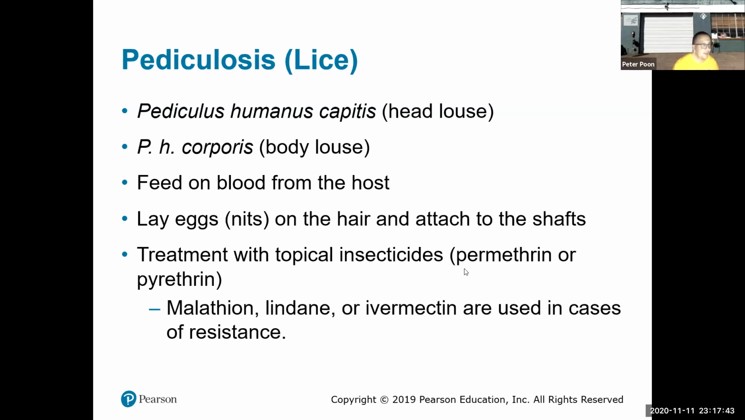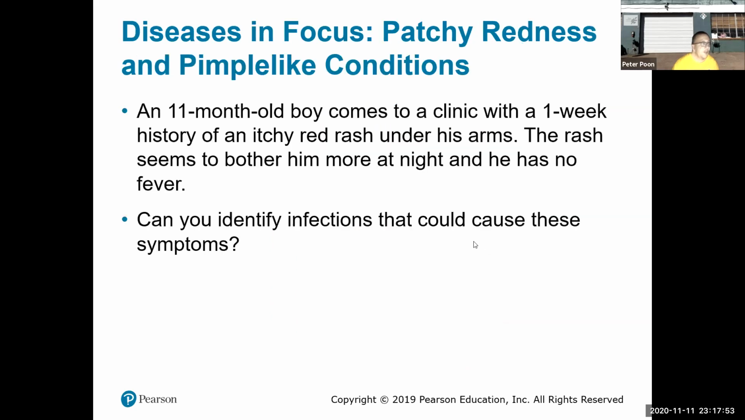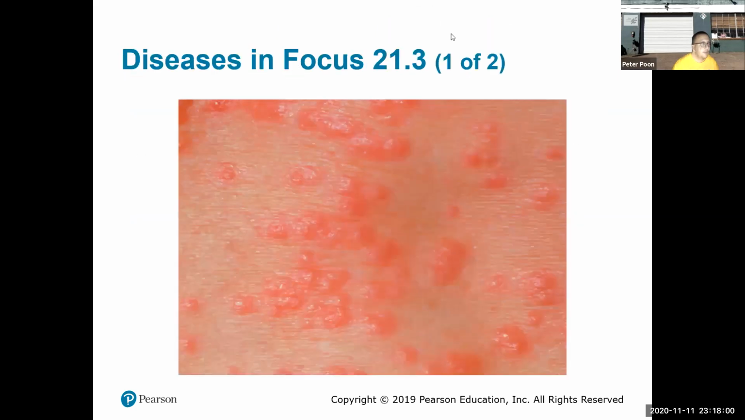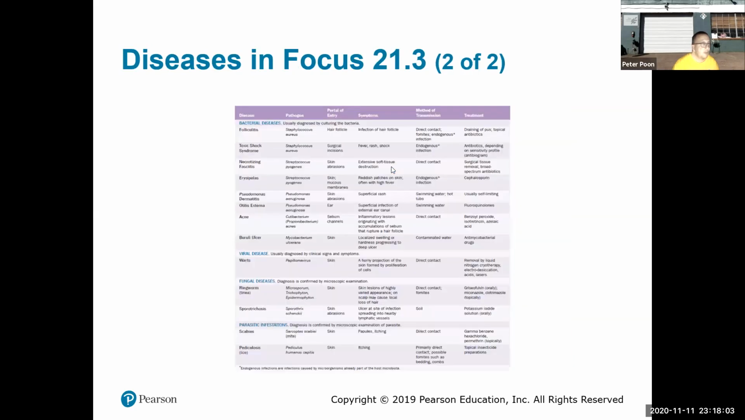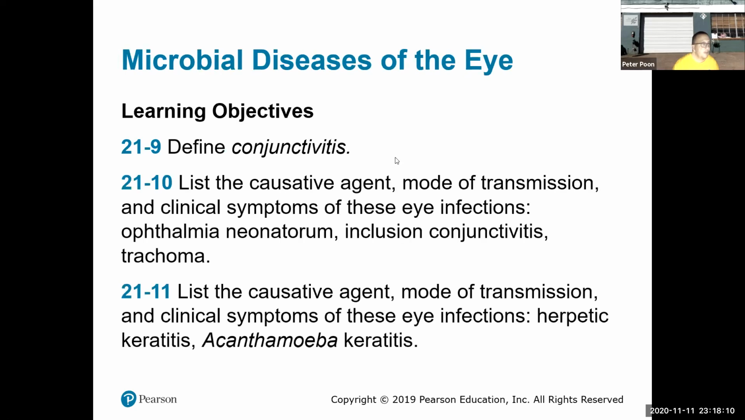Okay. So you can see the lice here and the eggs. This one's hatching, actually. Okay, remember, we gross out a little bit.